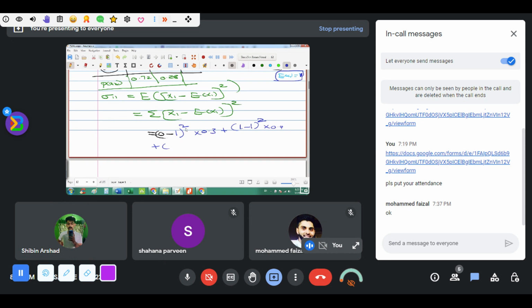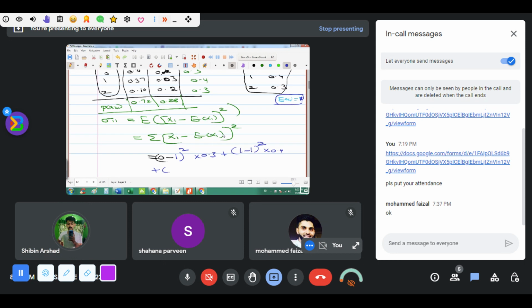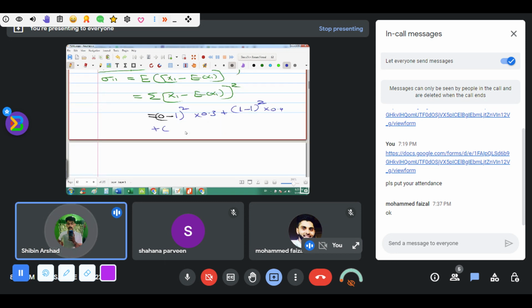Next calculation, what is the next variable? 2. Then 2 minus 1 whole square into 0.3. Now complete: 0 minus 1 is 1, 1 square into 0.3, therefore 0.3. 1 minus 1 is 0, therefore eliminate this one. 2 minus 1, 1 square into 0.3. Similarly, we get 0.6. So this is sigma 1,1. Sorry, sigma 2,2.